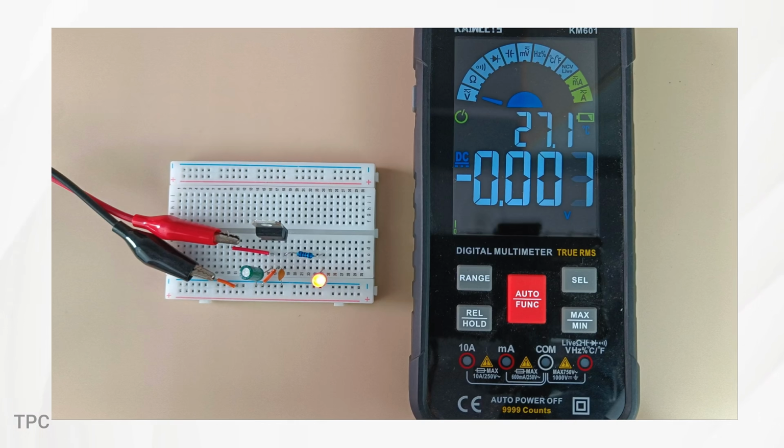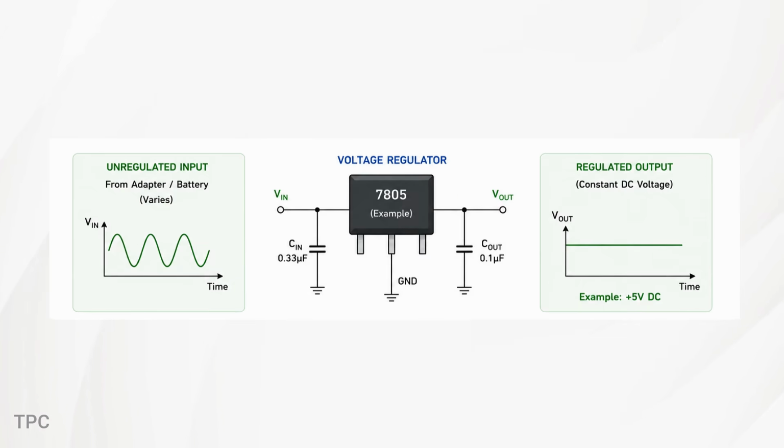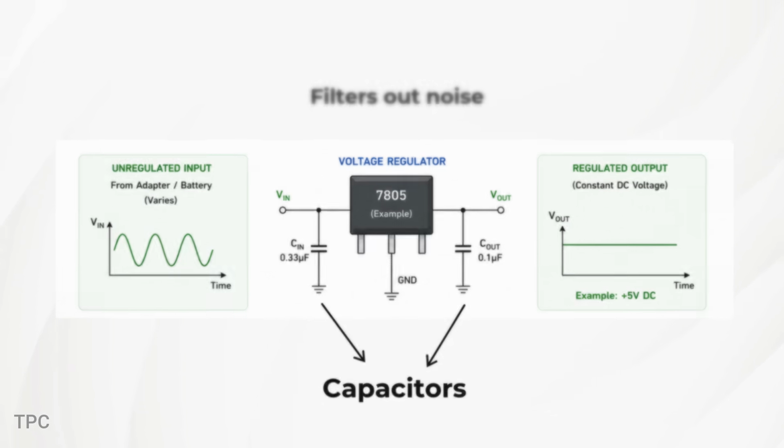Also, since this is a linear regulator, the extra voltage is dissipated as heat, so in higher current applications you might need a heatsink. You'll also often see capacitors connected at the input and output of the regulator. These help filter out noise and keep the output stable.